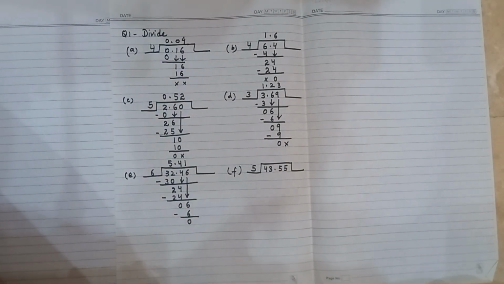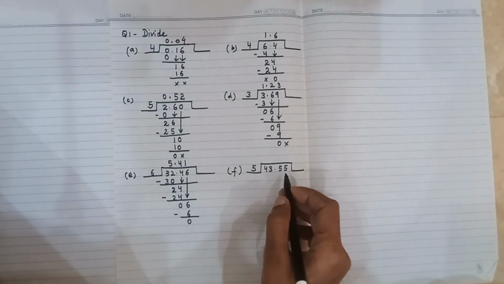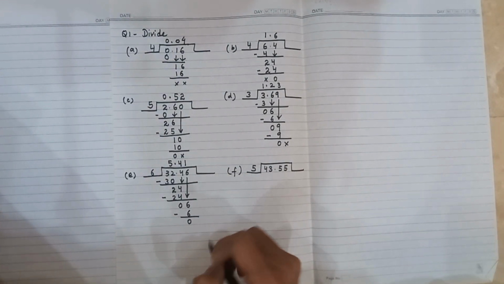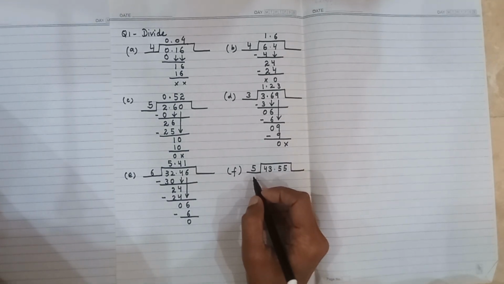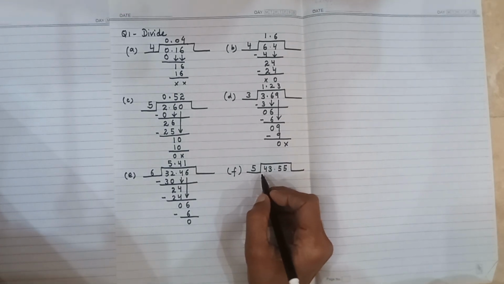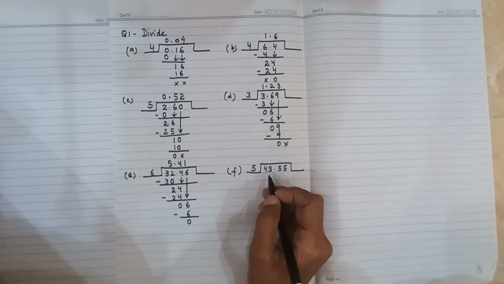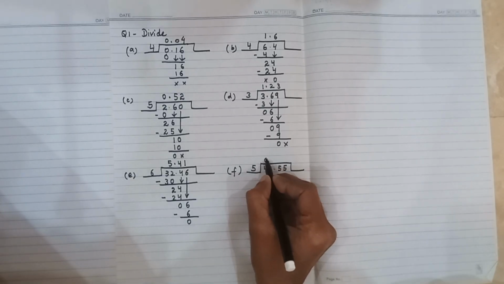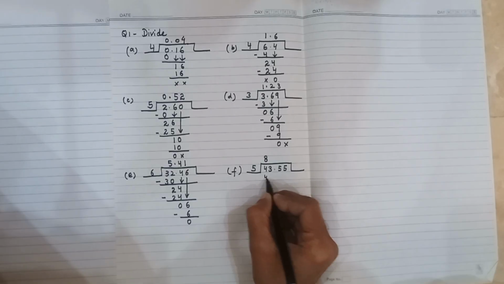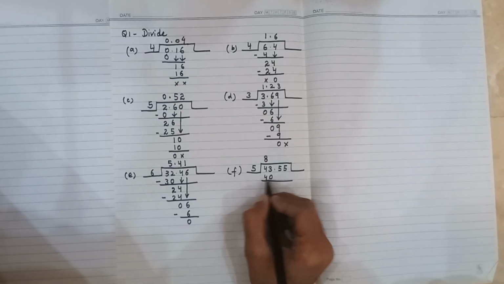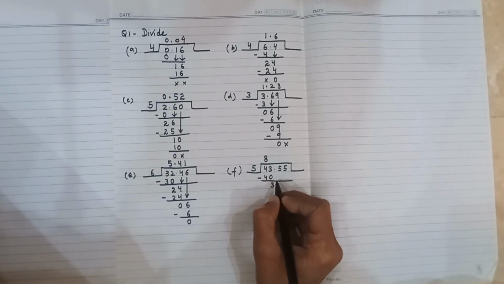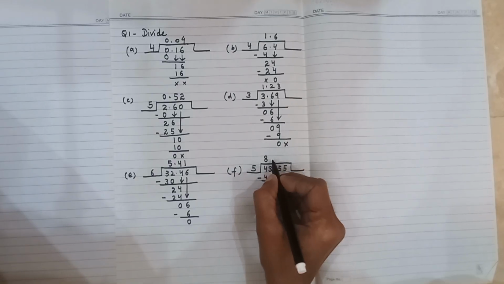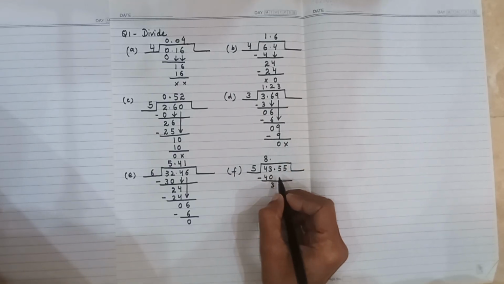This is our next question. 43.55 is the dividend and 5 is the divisor. So read the table of 5. 5 into 1, 5. 5 into 2, 10. 5 into 8, 40. Then after subtracting, 3 will remain. Then this decimal point will go in the quotient and this 5 will be brought down.